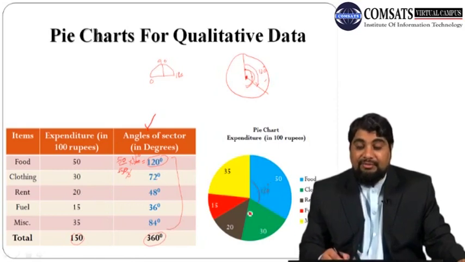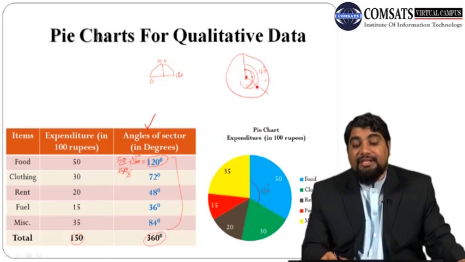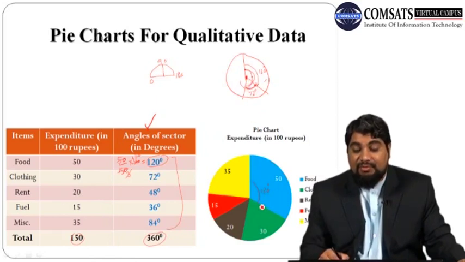Next is 72. So again put the D here and measure the 72 degree angle from this line. Suppose it is up to this point. So from this point to this is 72 degree. Similarly 48. So from this point to this we have 48 degree, and from this point to this one we have 36, and last one from this point to this we have 84 degree.